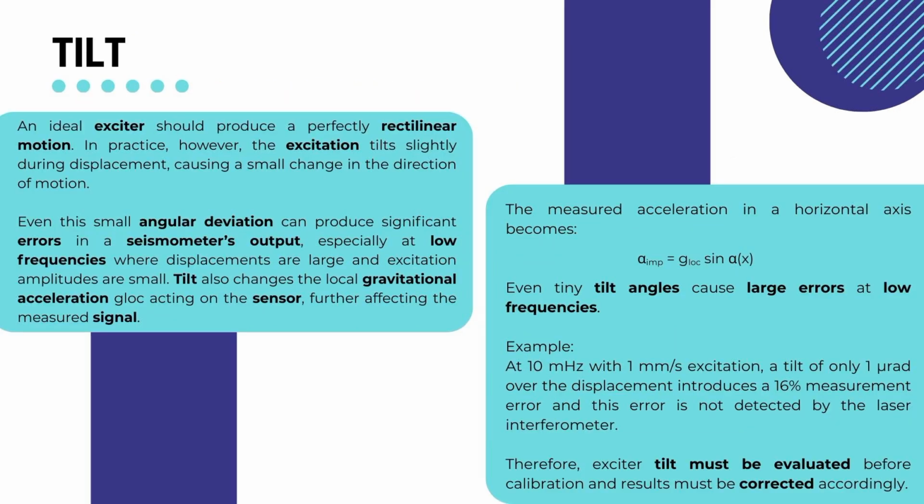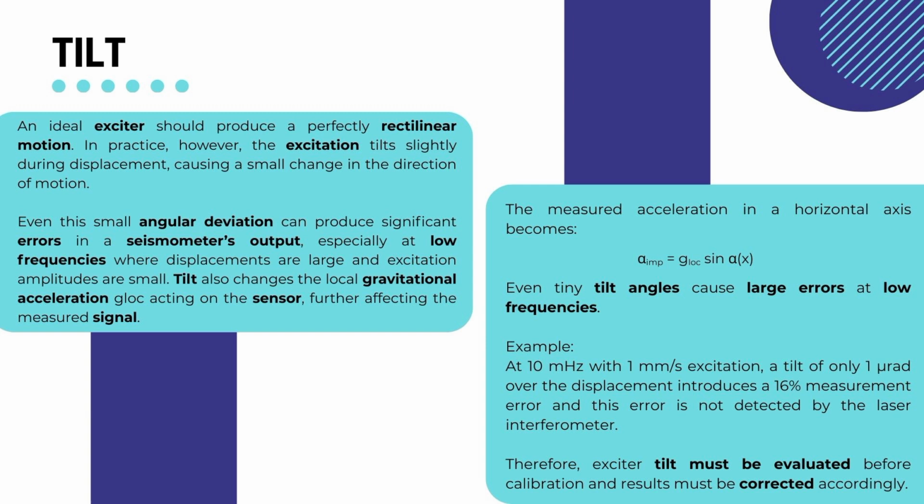reliability of the calibration. First one is tilt. An ideal exciter should produce a perfectly rectilinear motion. In practice, however, the excitation tilts slightly during displacement, causing a small change in the direction of motion. Even this small angular deviation can produce significant errors in the seismometer's output, especially at low frequencies where displacements are large and excitation amplitudes are small. Tilt also changes the local gravitational acceleration acting on the sensor, further affecting the measured signal.